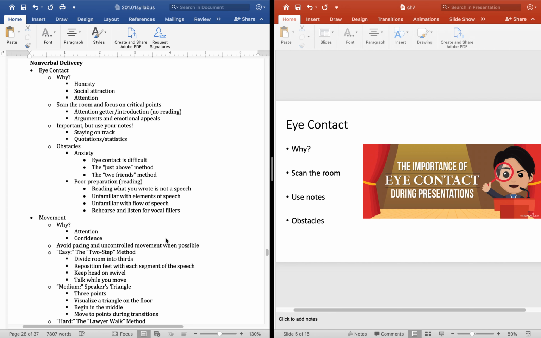Or you could do what's called the two friends method. That's where you might have a friend on one side of the room and then a friend on the other, ideally one in the middle, the three friend method. And you'll look at those people and you'll keep going back and forth. It looks, again, like you're spreading that attention around the room, but in reality, you're looking at one or two people or three.